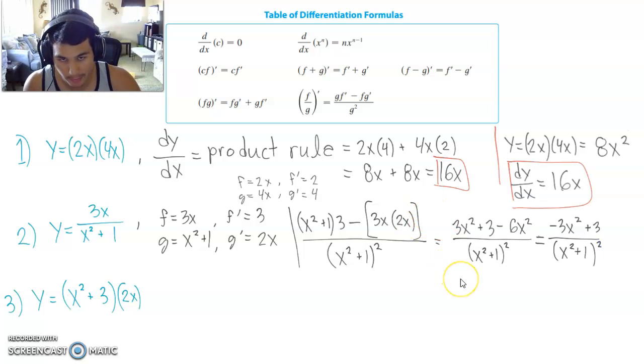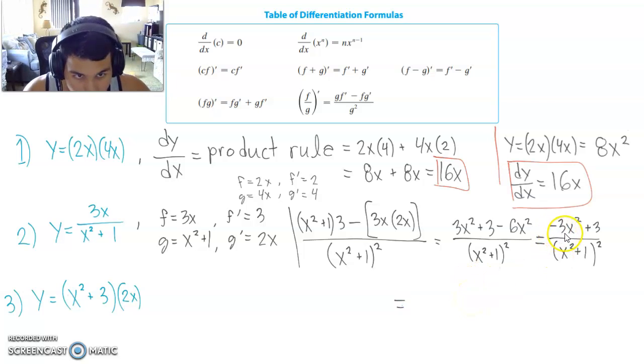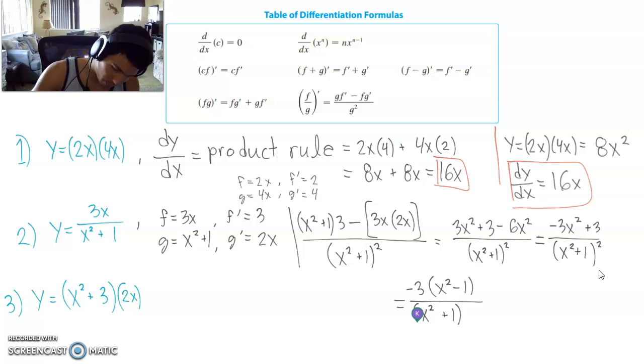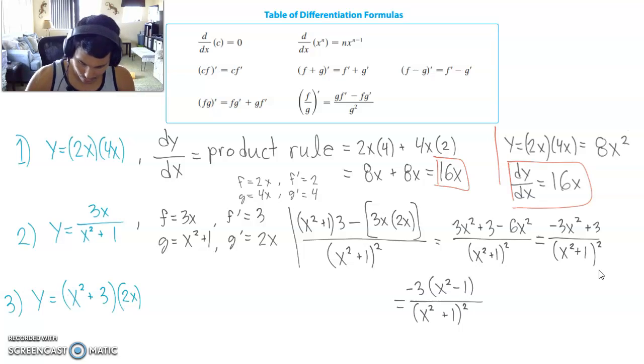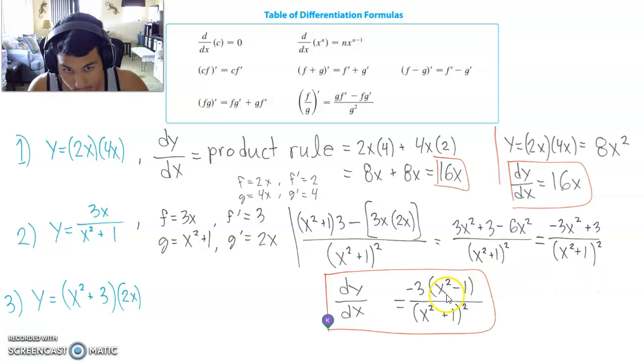And then I think we could maybe go one step farther with it. So the numerator has a 3 here and it has a 3 there. So what if we factor out a 3? Maybe we factor out a negative 3. We get x squared minus 1 divided by x squared plus 1 squared. And that is equal to, of course, dy dx. So that's your final answer. I mean, that's the nicest it can look, really. It's an x squared minus 1 on top, and it's x squared plus 1 on the bottom. You cannot cancel those. Okay.